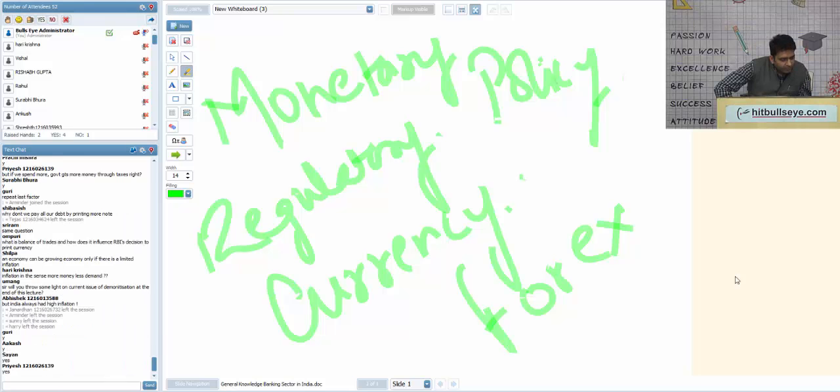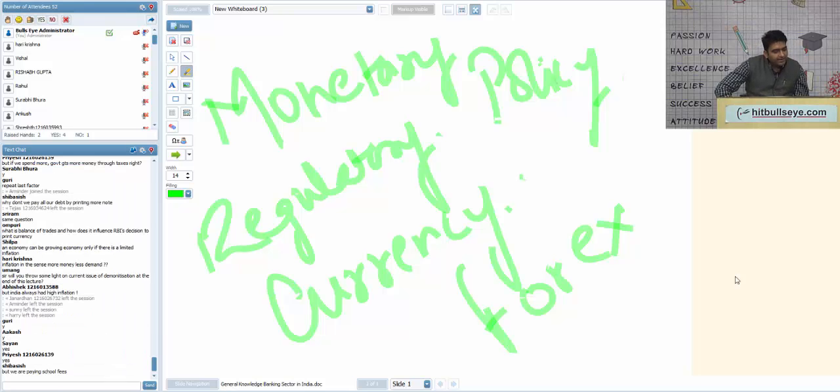Agreed? Umang, demonetization we will discuss in the last slot. First we will try to do this RBI only.